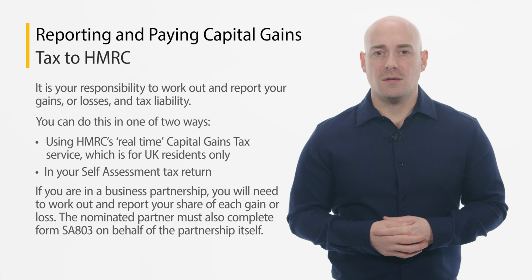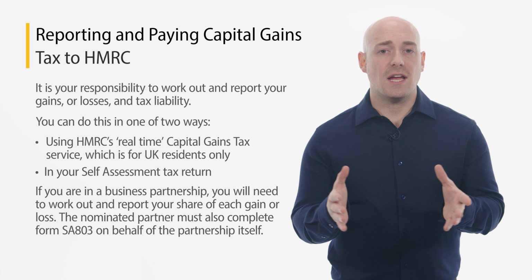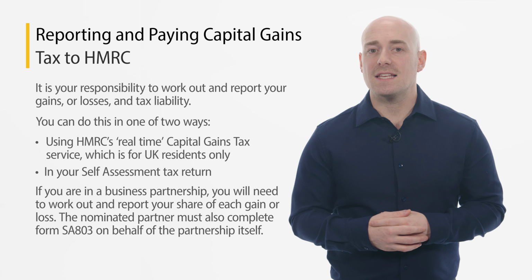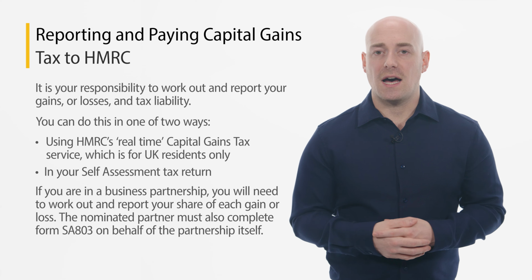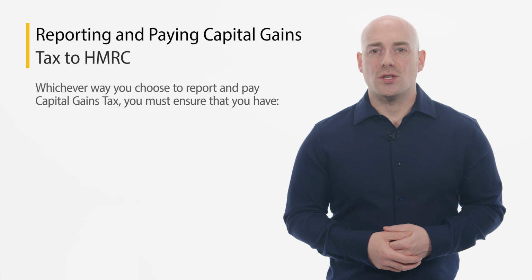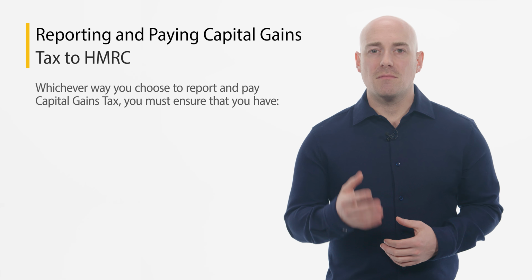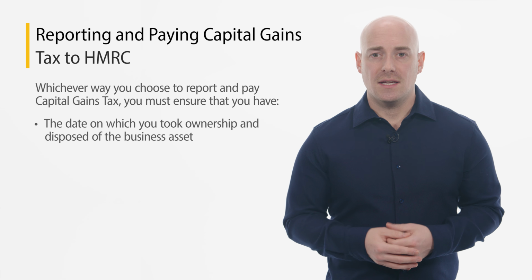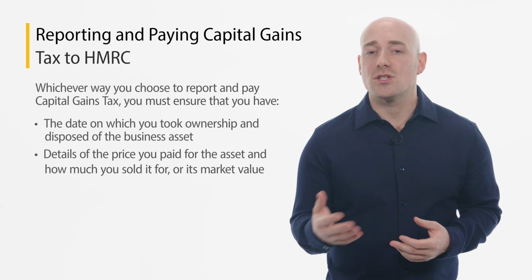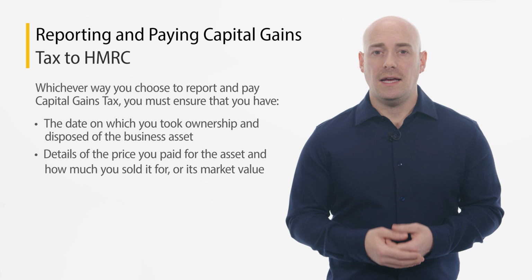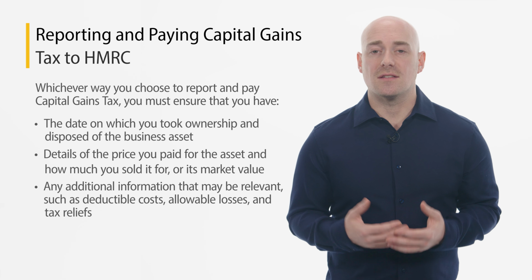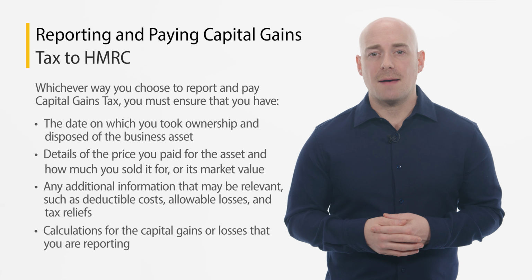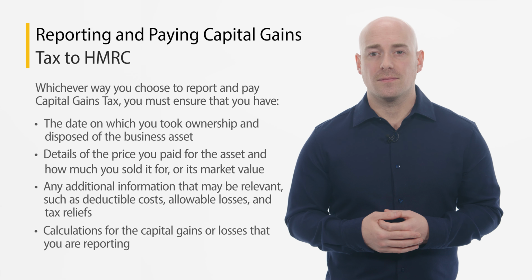If you are in a business partnership, you will need to work out and report your share of each gain or loss. The nominated partner must also complete Form SA803 on behalf of the partnership itself. Whichever way you choose to report and pay capital gains tax, you must ensure that you have the date on which you took ownership and disposed of the business asset, details of the price you paid for the asset and how much you sold it for or its market value, any additional information that may be relevant, such as deductible costs, allowable losses and tax reliefs, and calculations for the capital gains or losses that you are reporting.